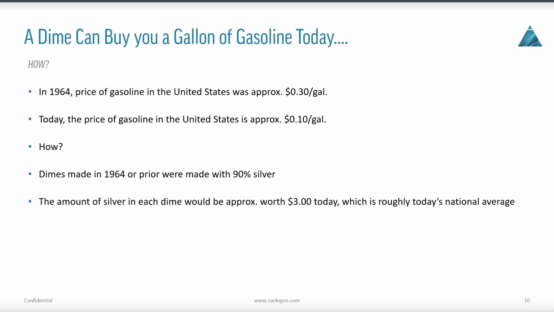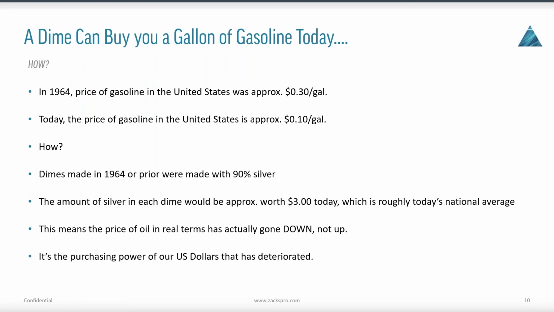If you take the quantity of silver that's in a 1964 dime, the market value of that dime today, according to today's silver prices, would be roughly $3, which is roughly the national average of the gas price. So that's amazing, isn't it? This means that the price in real terms has actually gone down, not up. Production has increased, efficiency has increased. There have been methods of extraction that have made oil production more and more efficient. And so in real terms, the price of gasoline has actually gone down, not up.